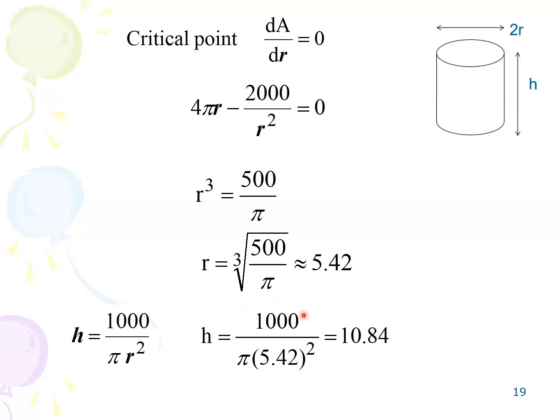Okay, this is from the previous one we have found earlier. So you just substitute the value of r inside. So you get 10.84. So this is the height, the tinggi. You already found the tinggi and the radius, the jejari. So those are the values that are going to help you build the can with the least material.